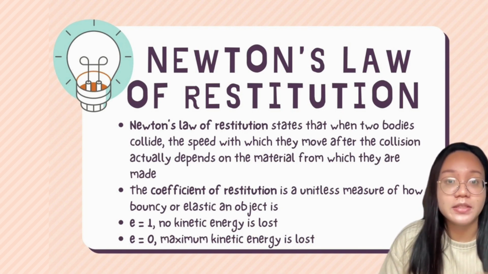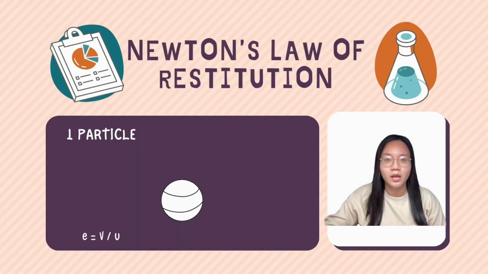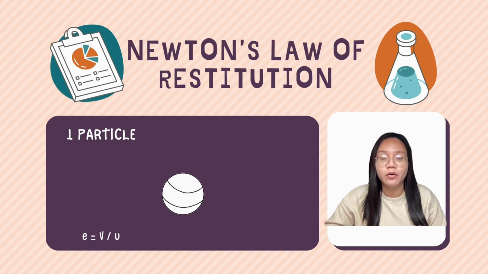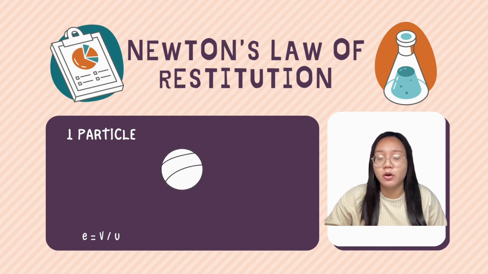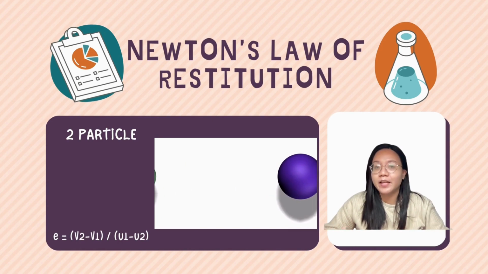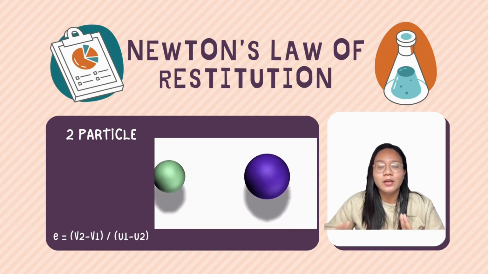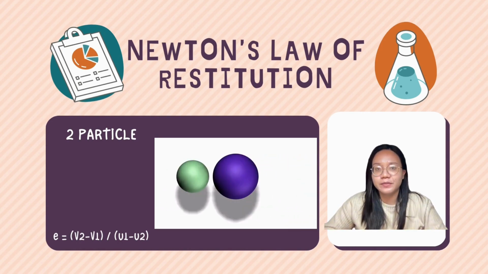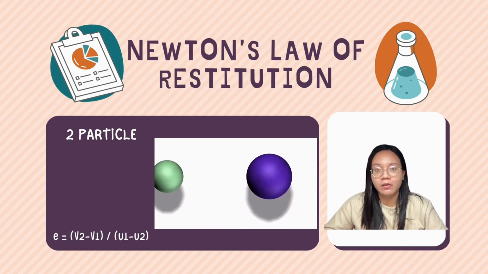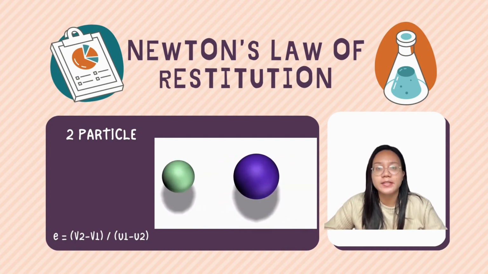However, both of these situations are only in theory. You can find the coefficient of restitution for one particle by using the formula e equal to v over u, where v is the velocity of the particle after collision and u is the velocity of the particle before the collision. For collision involving two bodies, you can find the coefficient of restitution by using the formula e equal to v2 minus v1 over u1 minus u2.